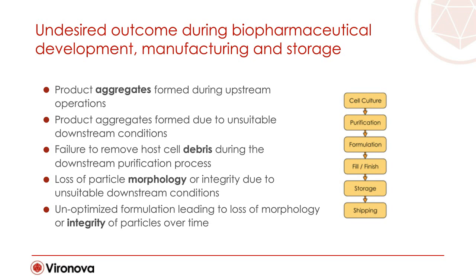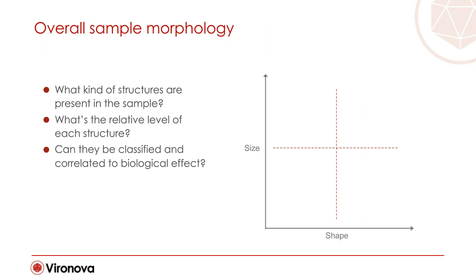And I would now like to come back to the overall sample morphology. For years now, we have been working together with clients within the vaccine and gene therapy field. And independent of what kind of particles they are working with, it always comes down to finding a way to characterize the sample, the whole sample, a way to understand the overall sample morphology. What kind of structures are in the sample and what's the relative level of each structure?